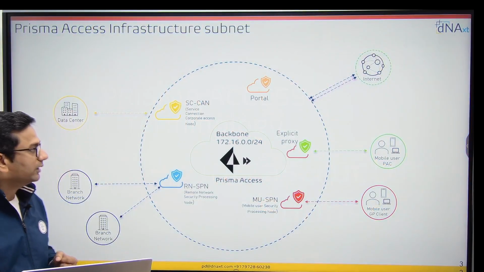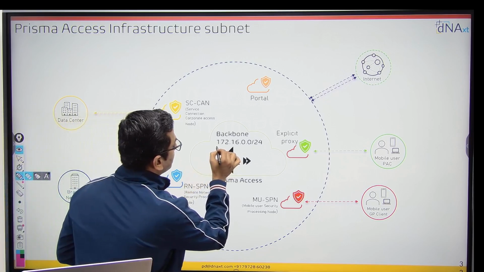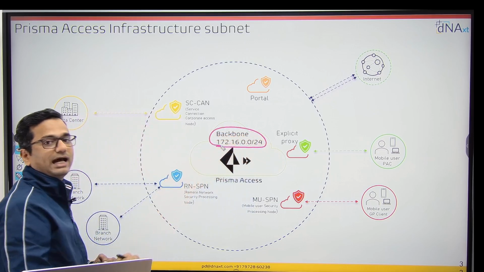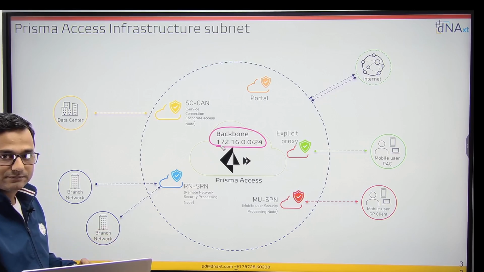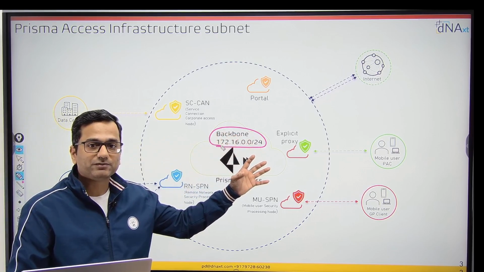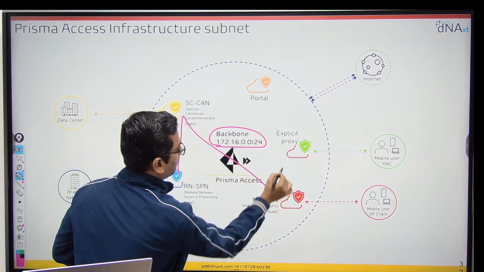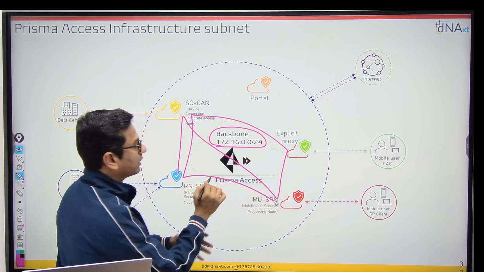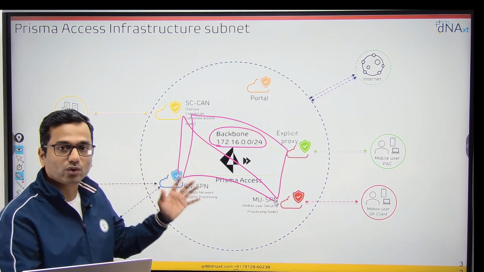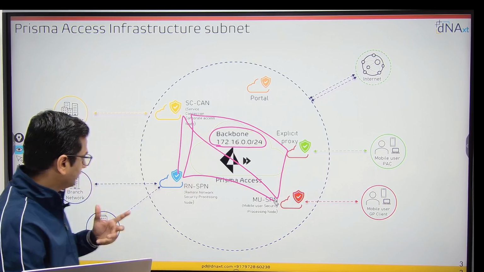Perfect. In this example, I have configured 172.16.0.0/24 subnet as an infrastructure subnet. Now, this subnet will be used by Prisma Access to configure the internal backbone network between all your security processing nodes and corporate access nodes. Can I have an example?